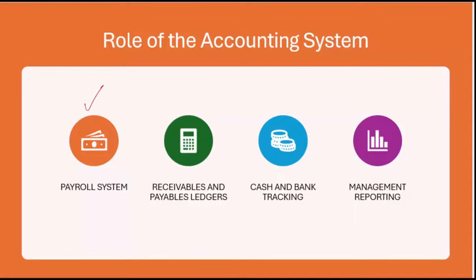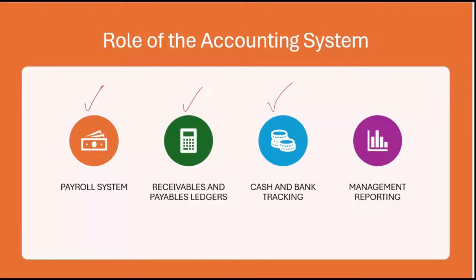1. Payroll system. The accounting system aggregates the hours worked by employees, recorded in timesheets, to ensure they are paid accurately. This system processes payroll for all workers involved in the installation. 2. Receivables and payables ledgers. The accounting system produces regular reports detailing who owes the company money, accounts receivable, and who the company owes money to, accounts payable. These reports help the company manage outstanding payments and obligations.